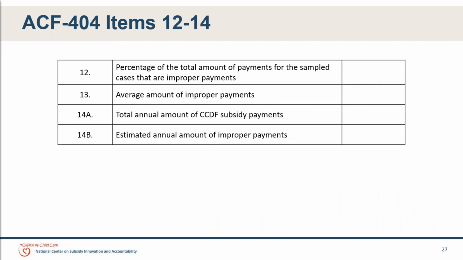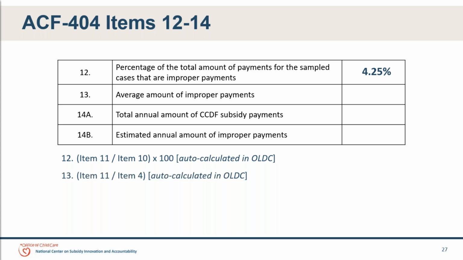All right. Moving on, we have a few more items in part 2 of the 404 report. Item 12 is the percentage of the total amount of payments for the sampled cases that were improper payments. And this is the all-important error rate. It's calculated by dividing what you entered in the last item, your total amount of improper payments, and taking that figure and dividing it by your total amount of payments for all the sampled cases. It's auto-calculated for you. You can see that the math for our state was 4.25%.